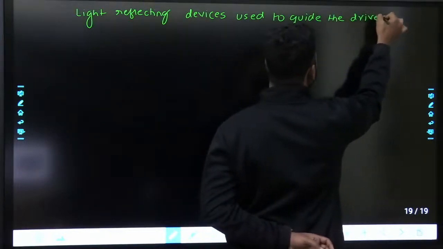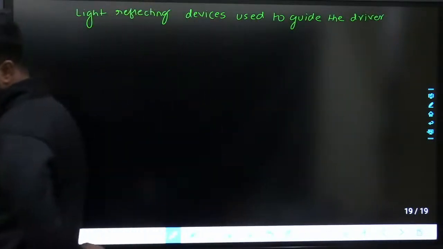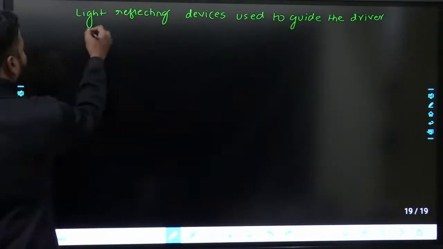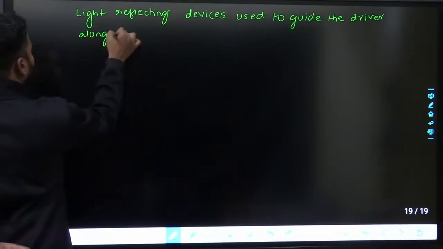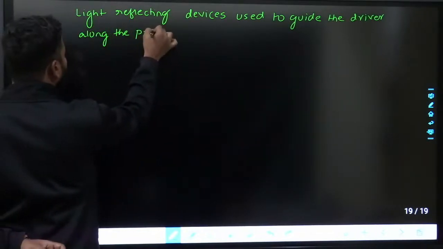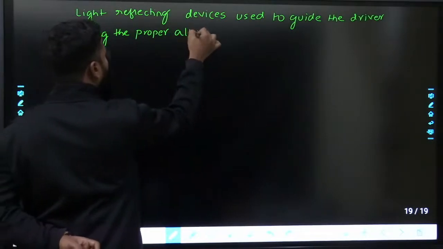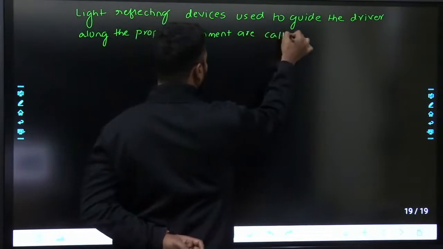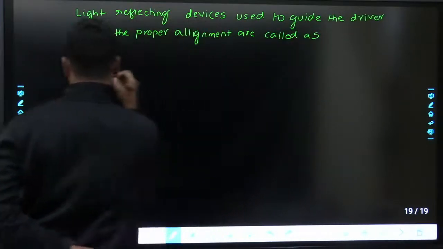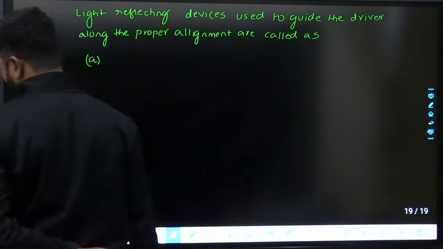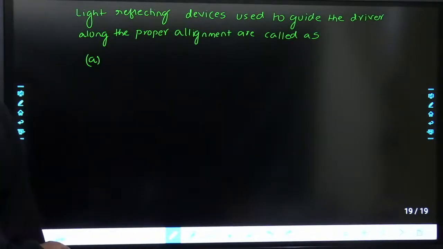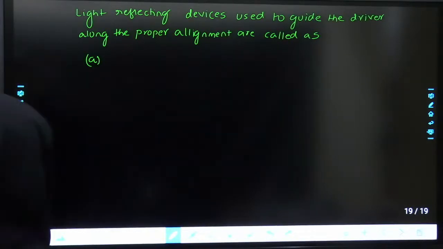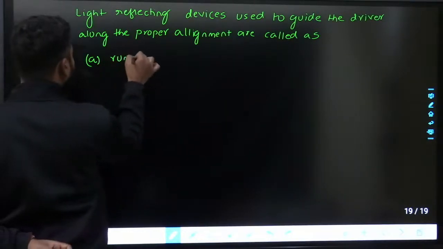Light reflecting devices used to guide the driver along the proper alignment are called as... So there will be rumble strips, delineators, alternators, rumble strips, lid turbine.